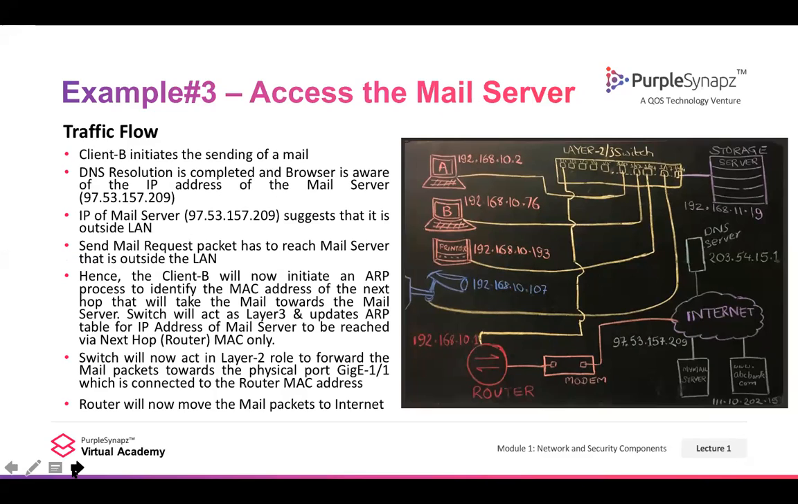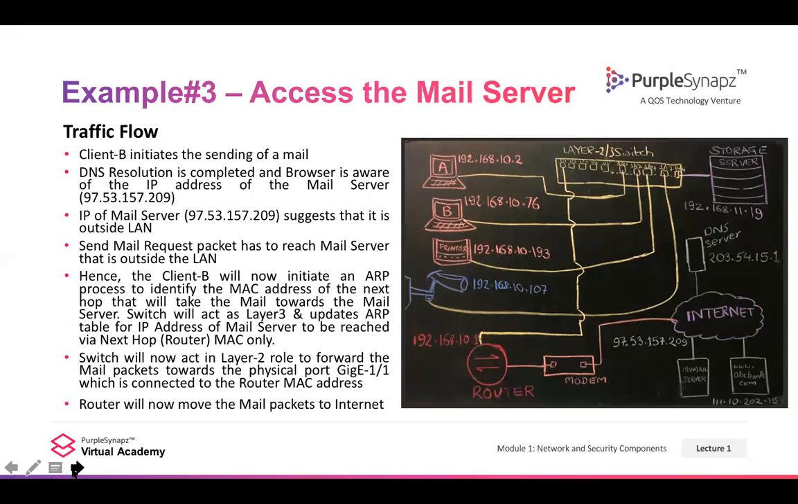So this is just a repeat of what you have seen: client B will now start sending a mail. This time it will do a mail resolution from that same DNS server. So it will come to know that the mail server has this particular IP address, and it will start moving the packet towards the mail server. But then, after ARP discovery, it will come to know that this is not sitting on the local network, so it has to go towards the router again. And the router's MAC address it already has in its table, so it will send the mail packet.